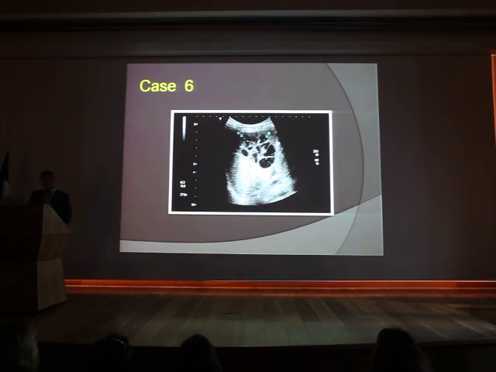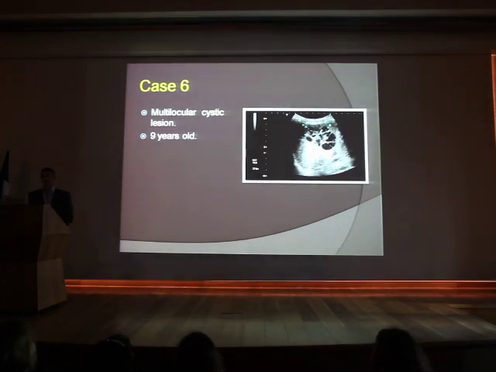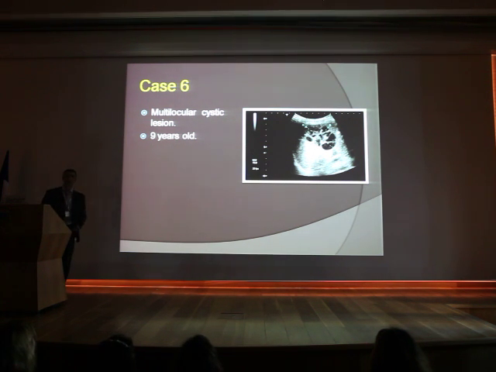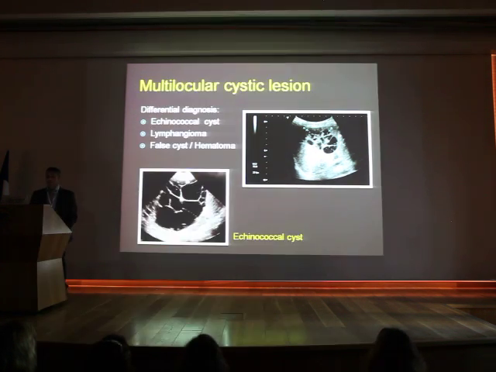So I'm going to a different case now. This is case number 6. Over here we have a lesion. This is also a cystic lesion, but we can clearly see there is multiple septation within this lesion. And I'm going to mention something else. This patient with multilocular cystic lesion is 9 years old, and this is a huge clue for the diagnosis. Any ideas? I'll give you another clue.